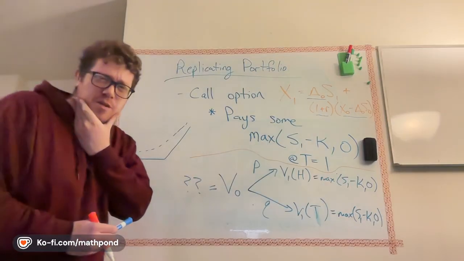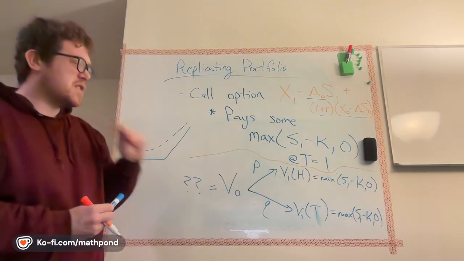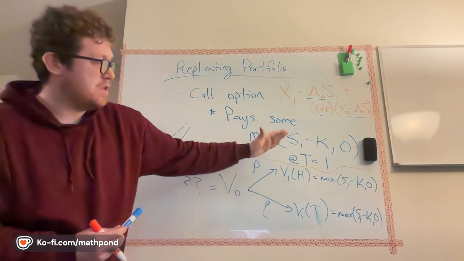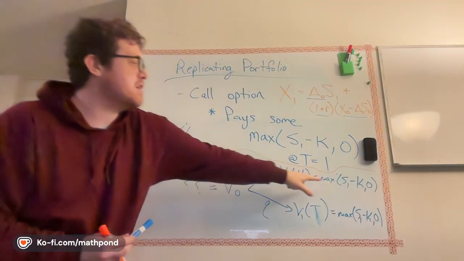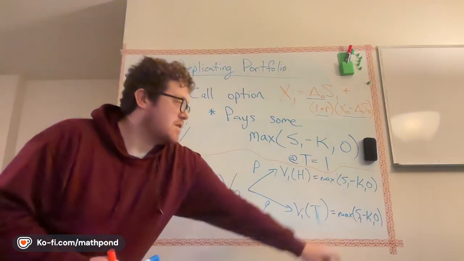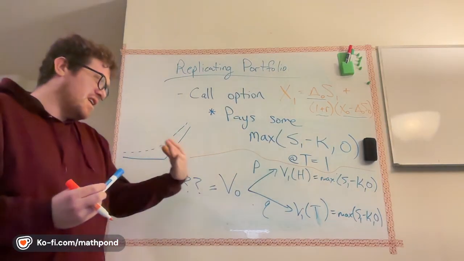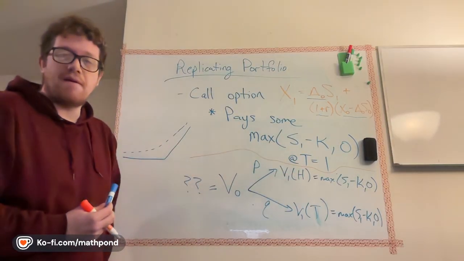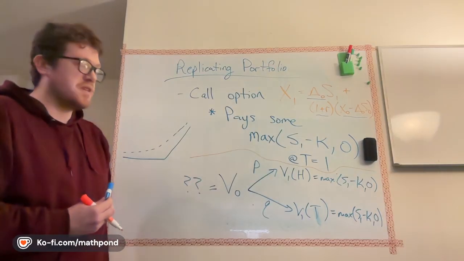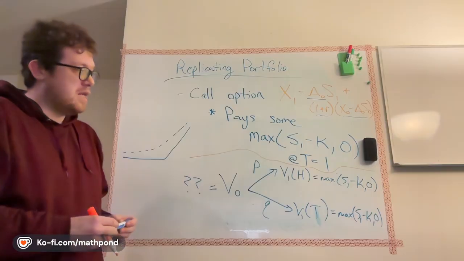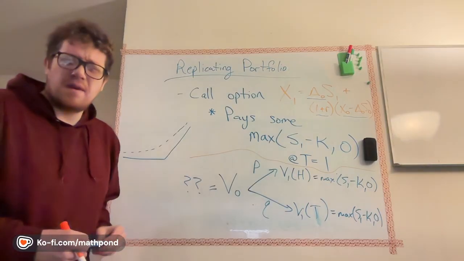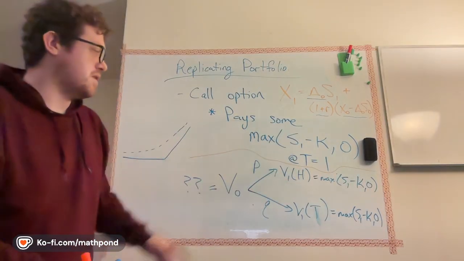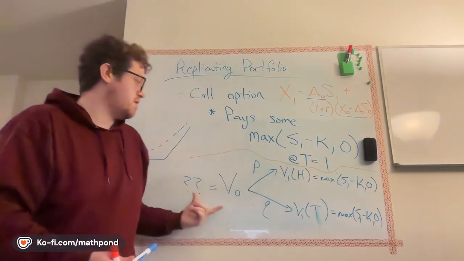So has anyone seen this before? Can anyone explain to me why the value of the option is not just the average, the weighted average? Like it's not P times this plus Q times this. You might think that the value should just be the average of what I'm expecting to get, right? Sort of seems like it should be that way, but who can give me an intuitive explanation for why I can't just take the average of these two, like P times this plus Q times this, and that's my price?